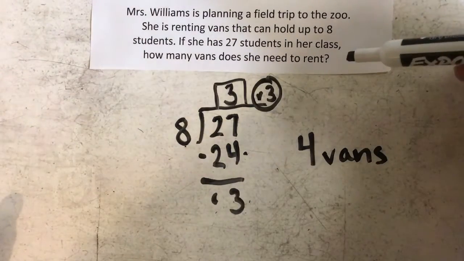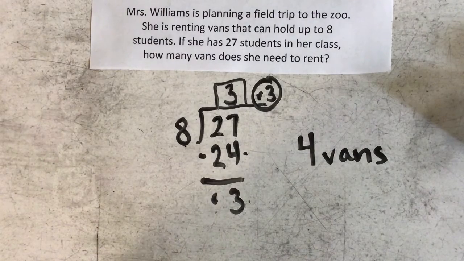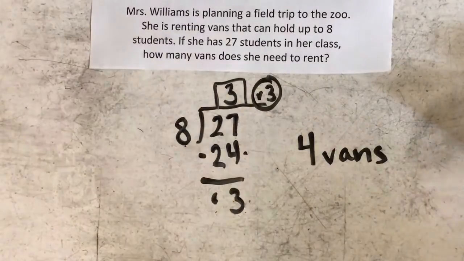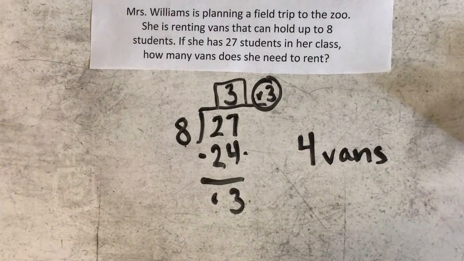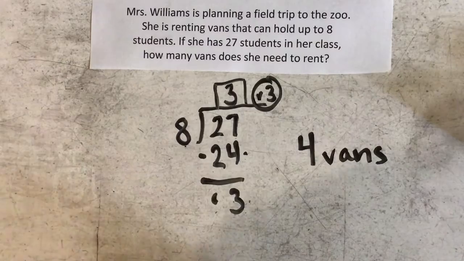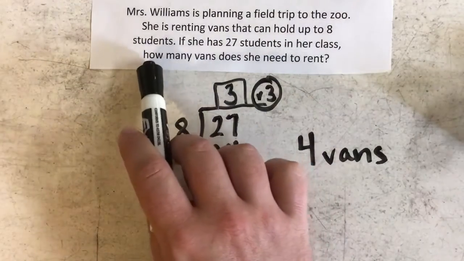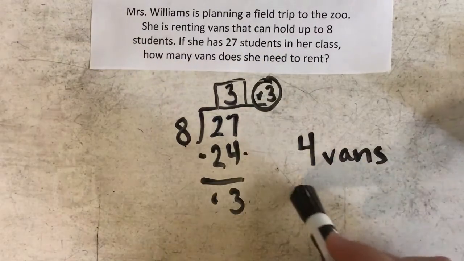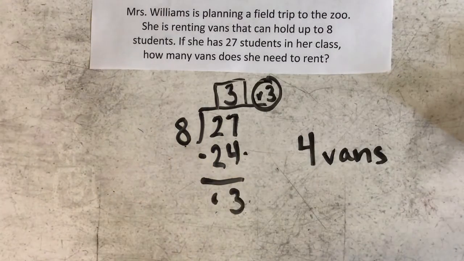But again, I really just need to make sure that I'm reading my problem in order to interpret my remainder. If this problem had asked me how many students are going to be in the last van, well, I would say that 3 students would be in that last van. If the question asked me how many vans are going to be full, well, I would say that 3 vans would be full. But since this question asked me how many vans does she need to rent, I need to interpret that remainder as needing 1 more van, so I would say that she needs 4 vans to rent.